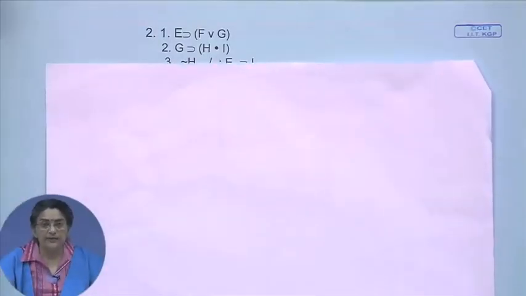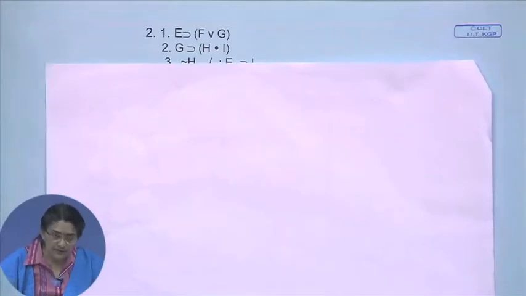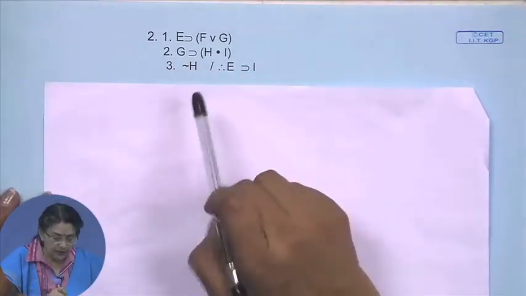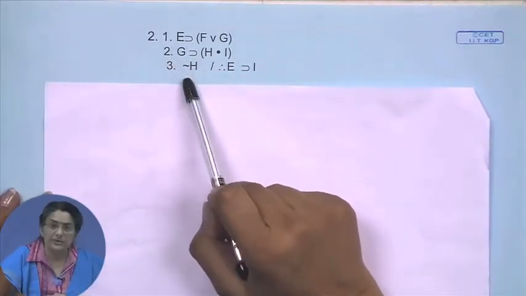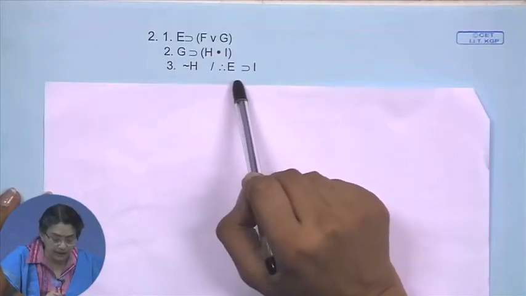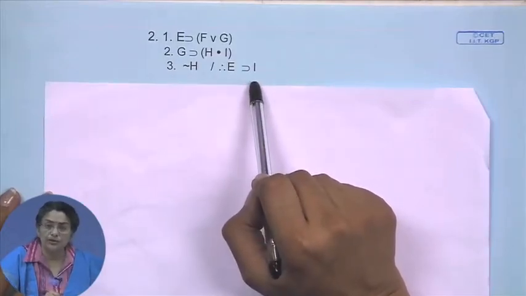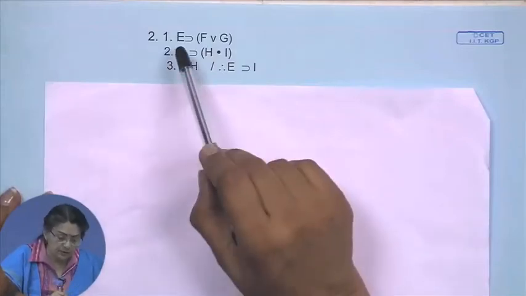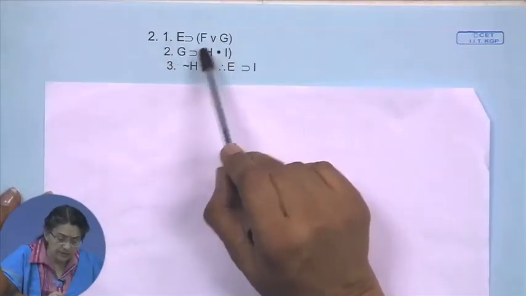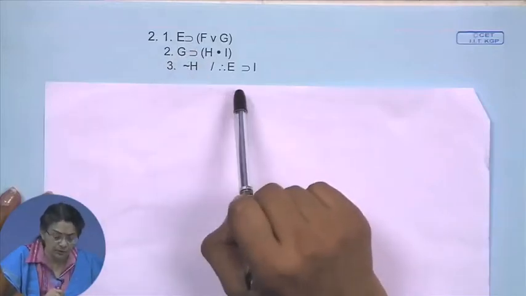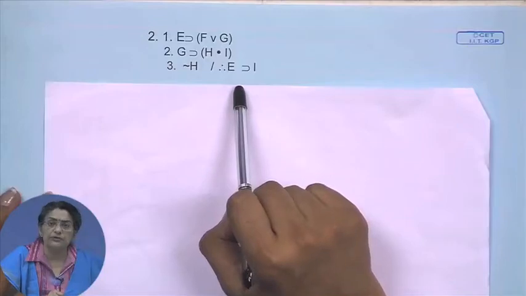And I expect now that since you have seen how the first one was done, you start doing it on your own. So, once more you have 3 premises, one of the premises is still the H, and here is your conclusion, E horseshoe I. What is your objective? To assign truth values to these simple components in such a way that the premises come out true and the conclusion turns out false. That is all.